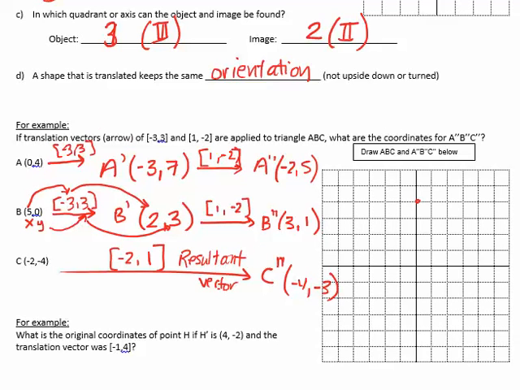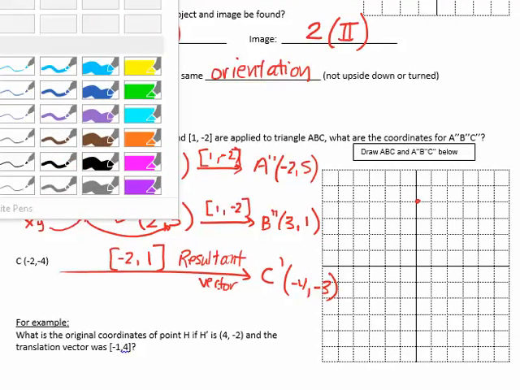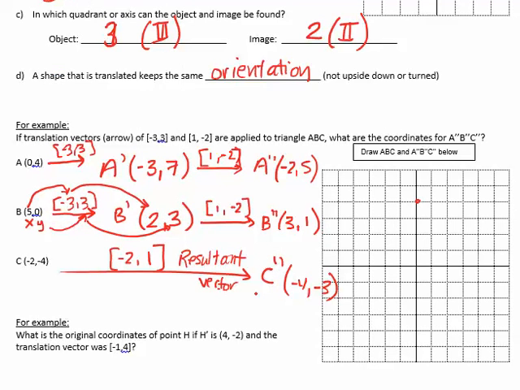Let me just change this little thing so it doesn't look like a pie. There. So my 3 points are -2, 5, 3, 1, and -4, -3. If I were to draw those on the graph, I have 0, 4, I have 5, 0, and then I have -2, -4. So this is my original A, B, C. Whoa, that's not a very good line.